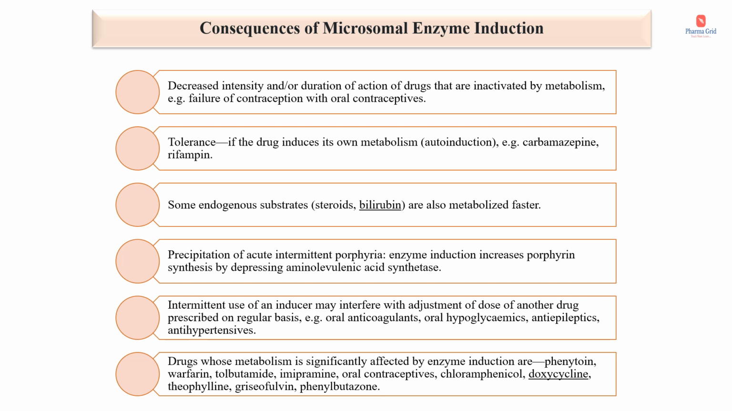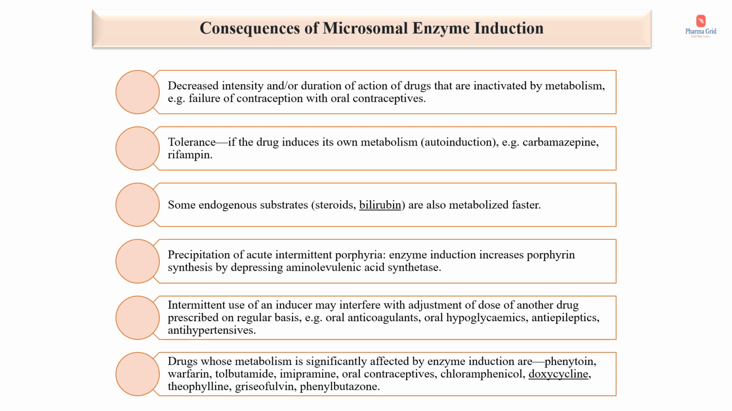Then intermittent use of an inducer may interfere with adjustment of the dose of another drug prescribed on a regular basis. For example, oral anticoagulants, oral hypoglycemics, antiepileptics, antihypertensives. Suppose the patient is on a long-term stay in a hospital. Okay, so he might be taking oral contraceptives or oral hypoglycemics or antiepileptics, that kind of drugs. If the patient requires an enzyme inducer, adjustment of dose is required. Adjustment of dose is required if the patient is on long-term therapy or on chronic drugs such as oral anticoagulants, oral hypoglycemics, antiepileptics. If such patients are prescribed an enzyme inducer, dose adjustment should be done.